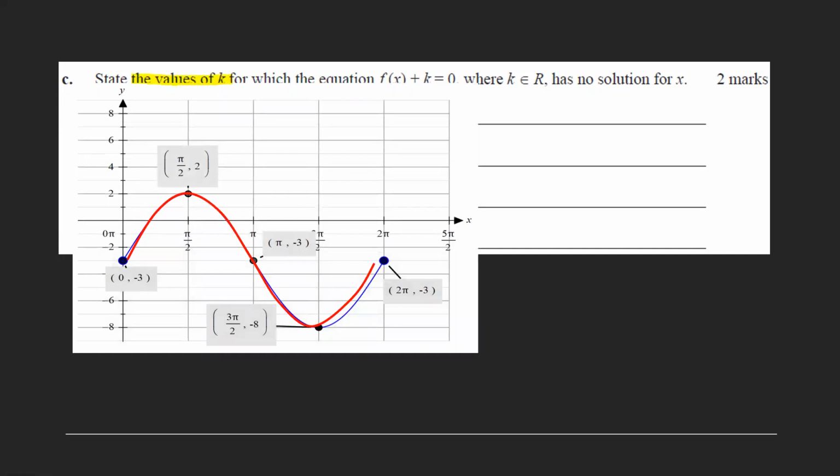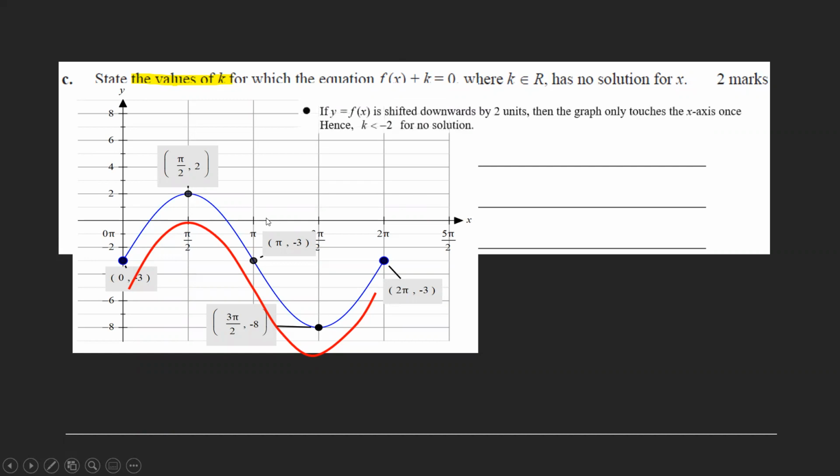Let's say you translate the graph just by 2 units downwards. Then you will see there is a touching point here. But your target is for the graph to not touch the x-axis. So your k value, because it's a downwards translation, must be less than -2, okay?